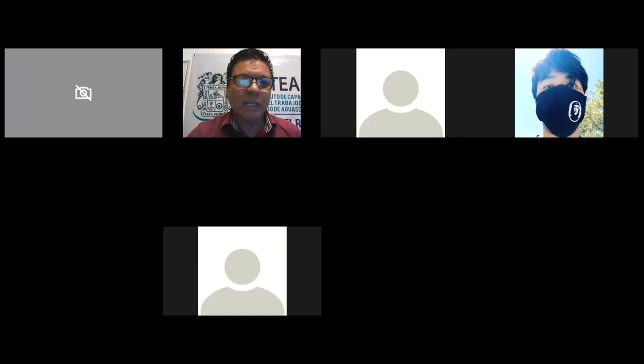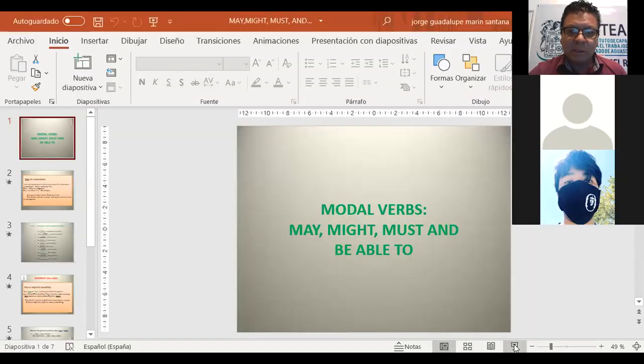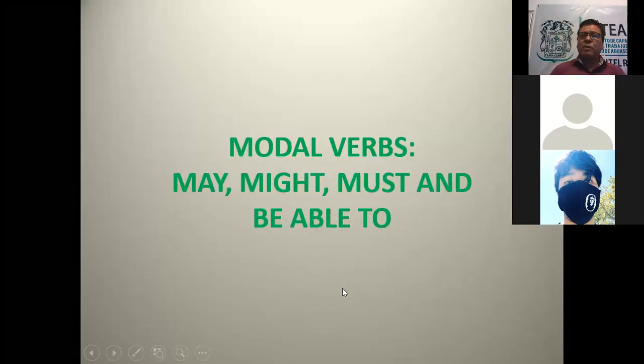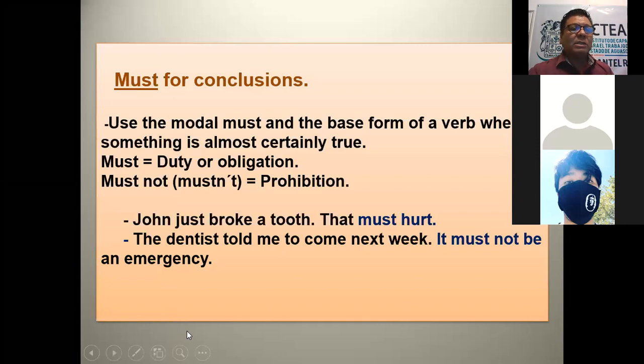Okay, yesterday, remember yesterday, we were talking about modal verbs: may, might, must, and be able to. We're going to remember a little bit. We said that we're going to use must for conclusions. We use the modal must and the base form of a verb when something is almost certainly true. And we use must for duty or obligation, and must not or mustn't for prohibition.